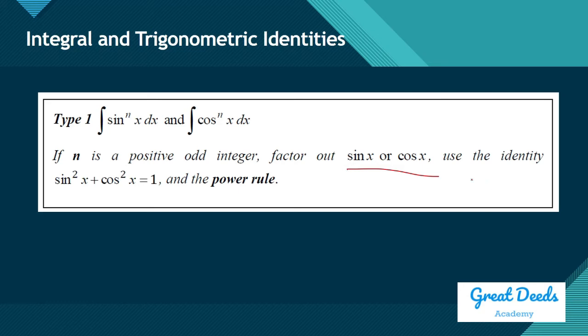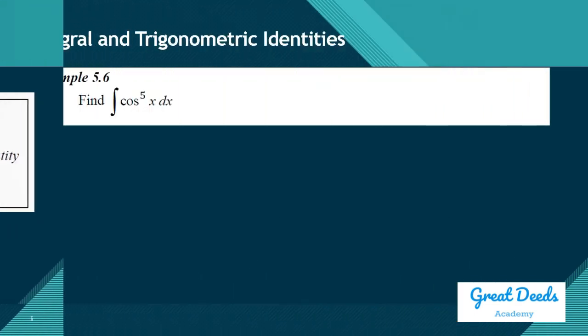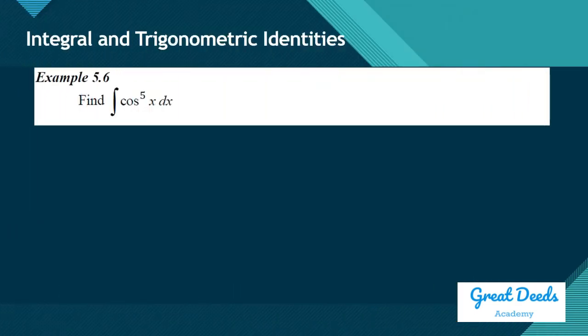After factoring out, we will use this identity: the square of sine of x plus the square of cosine of x is just equal to 1. And then along the way, we will use the substitution method. You will know what I mean when I show you how to do this. Get the integral of cosine of x raised to 5 dx.